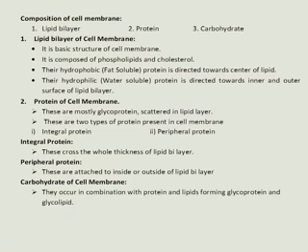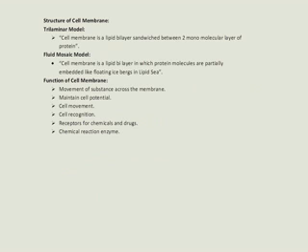Carbohydrate of cell membrane. They occur in combination with protein and lipid, forming glycoproteins and glycolipids. Structure of cell membrane. Trilaminar model: the cell membrane is a lipid bilayer sandwiched between two monomolecular layers of protein.